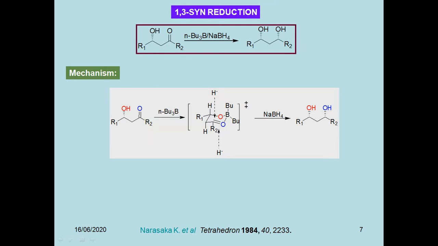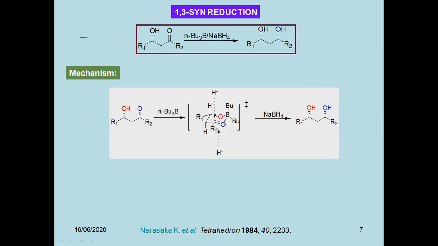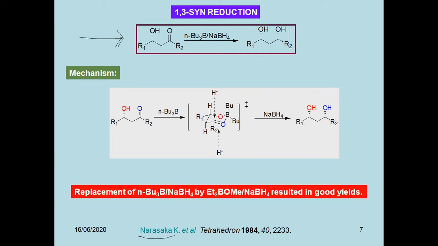This methodology was developed by Evans, using diethyl boron OMe. Before Evans, some Japanese scientists also developed this methodology using tributyl boron followed by sodium borohydride, and you get exclusively the 1,3-syn diol. This was reported by Narasaka first. After that, Evans reported with diethyl boron OMe, where one of the alkyl groups is replaced by OMe. So this is diethyl boron OMe with sodium borohydride, reported by Evans, and tributyl boron with sodium borohydride was reported by Narasaka et al.